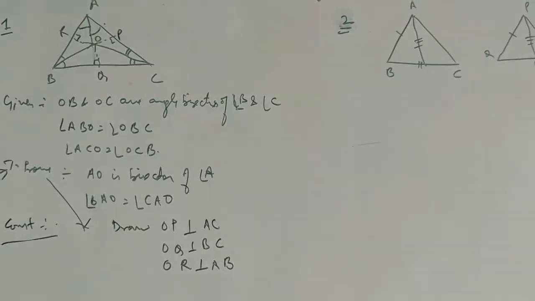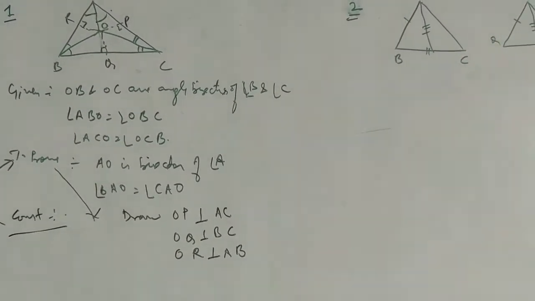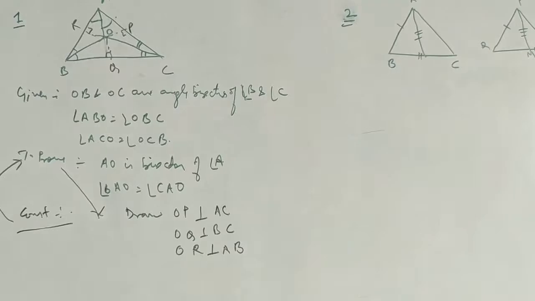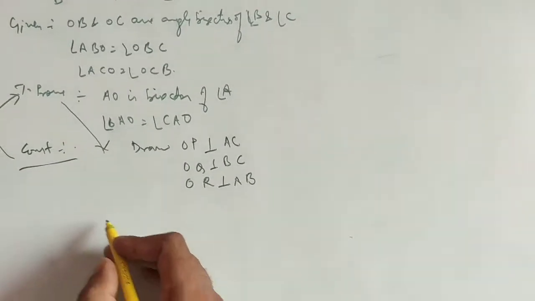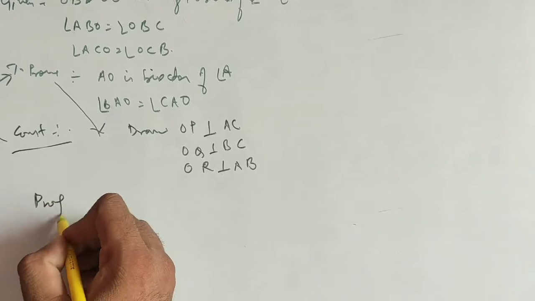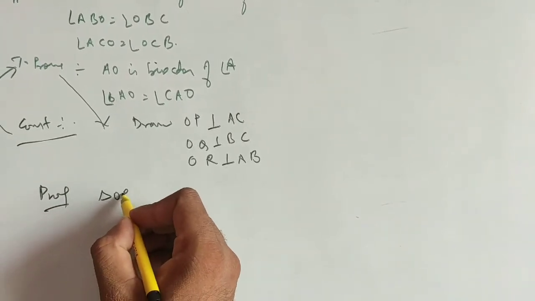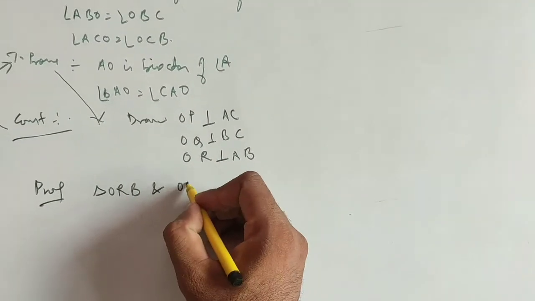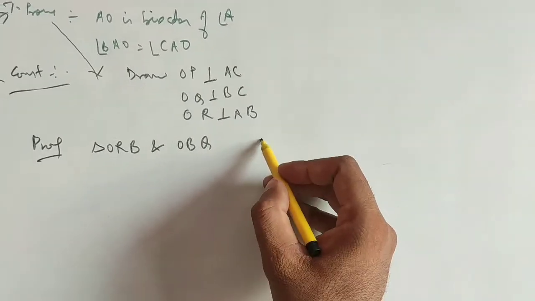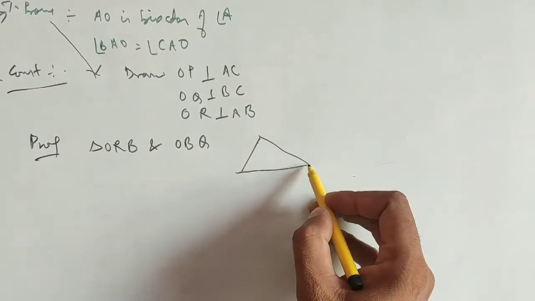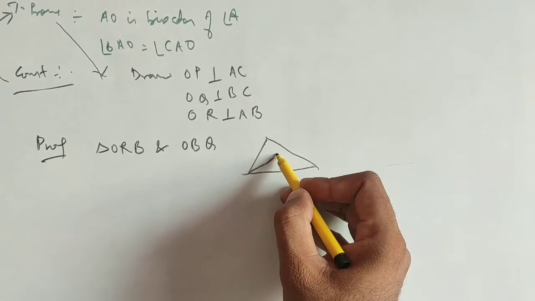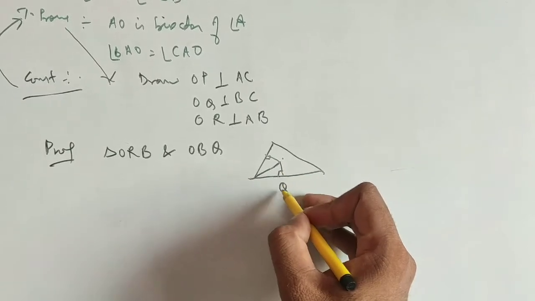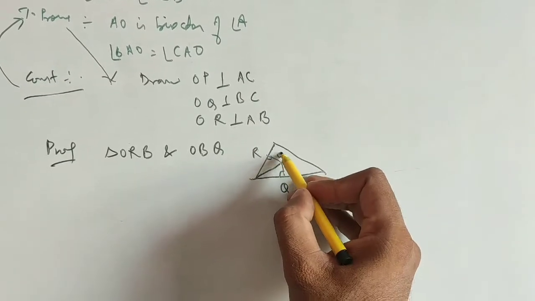So we have three perpendiculars, and now what do we need? We need to prove these two triangles as congruent. Okay, so for now, consider the triangle ORB and OBQ. We have to prove triangle ORB and OBQ congruent. In these two triangles, I draw a little figure here also. So this is the O point, this is the perpendicular which we have drawn, this is the other perpendicular which we have drawn, this is Q point, this is R point.